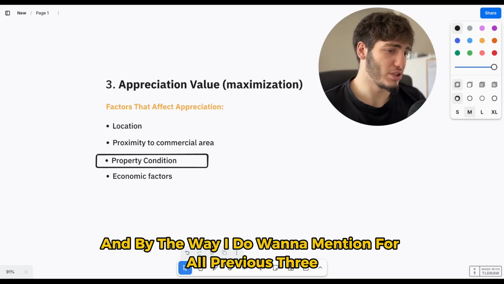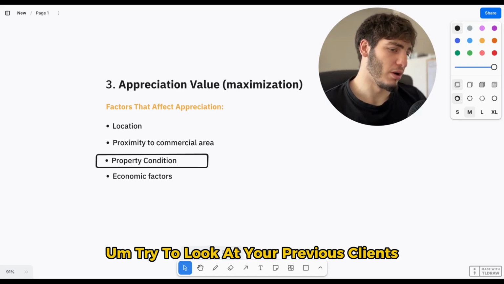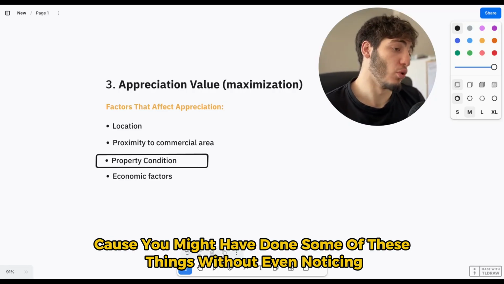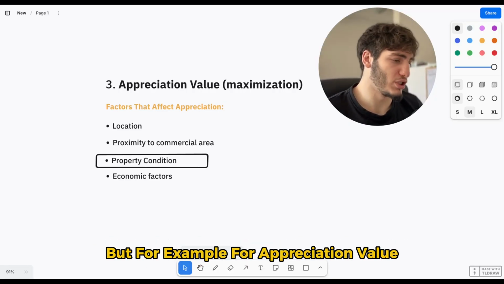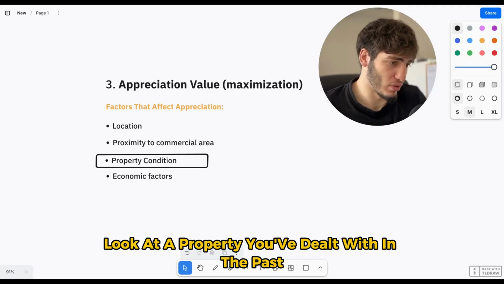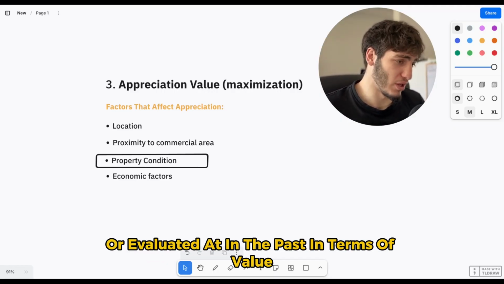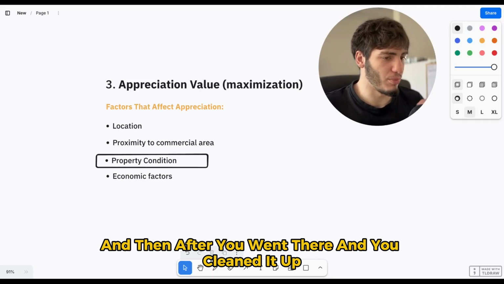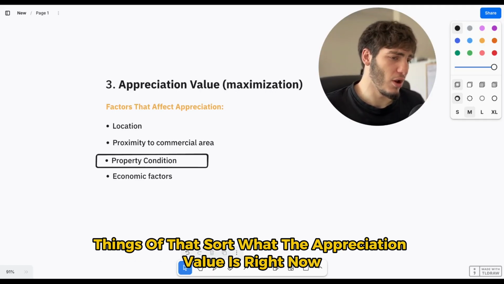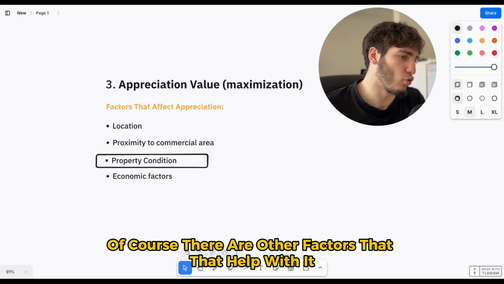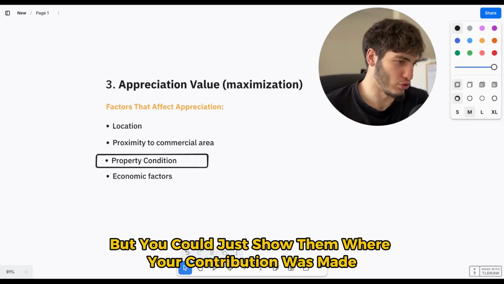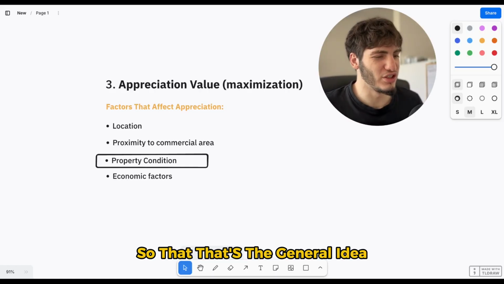And by the way, I do want to mention, for all previous 3, try to look at your previous clients, because you might have done some of these things without even noticing. For example, for appreciation value, look at a property you've dealt with in the past, look at what it could have been evaluated at in terms of value, and then after you went there and cleaned it up, the before and after, what the appreciation value is right now. Of course, there are other factors that help with it, but you could just show them where your contribution was made. So that's the general idea.